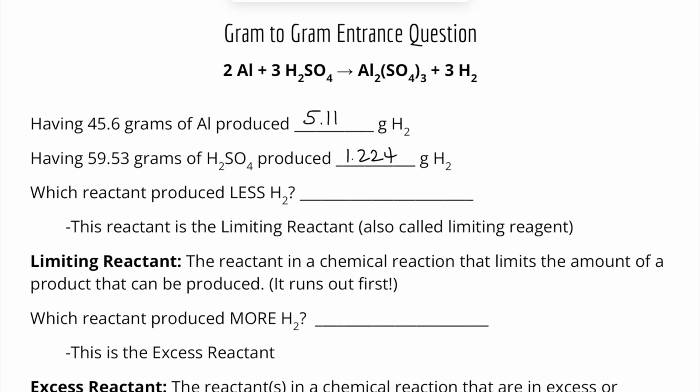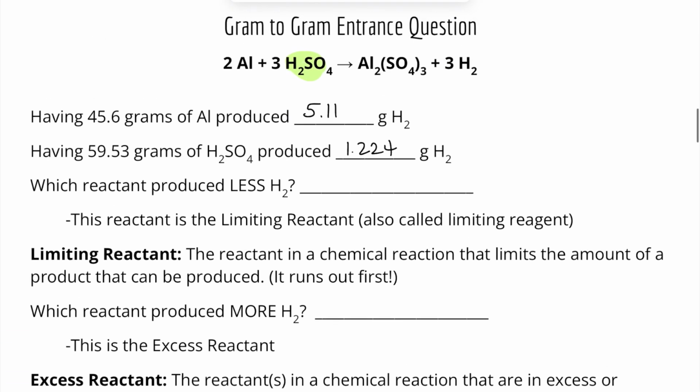So we did those two calculations where we were starting with our values for each of our reactants, and in both of those we found, okay, how much hydrogen for each. Now as we look at these, which reactant, aluminum or H2SO4 sulfuric acid, produced less hydrogen? This is a smaller number, so that means that our H2SO4 produced less hydrogen, which makes that our limiting reactant. Another name for that is limiting reagent.